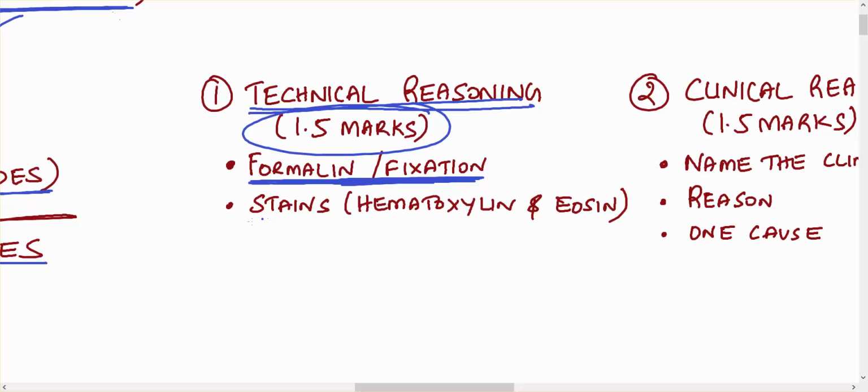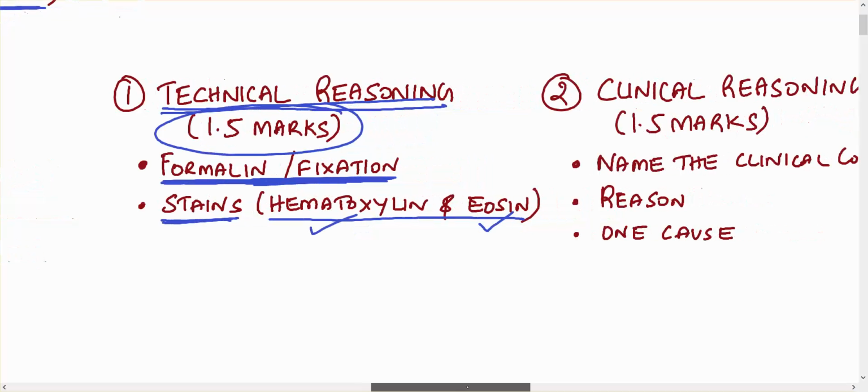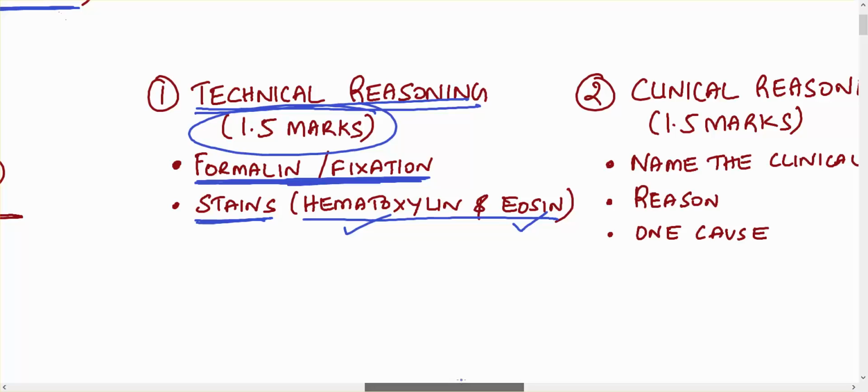And then you should know about stains. The common stain used is hematoxylin and eosin. You should know what hematoxylin is and what areas in the cell are stained by hematoxylin. Meanwhile for eosin, you should know what eosin is and what areas in the tissue and cell are stained by eosin. These are the two things you should know regarding the hematoxylin and eosin stain. If you know this, definitely you will be able to answer this slide.